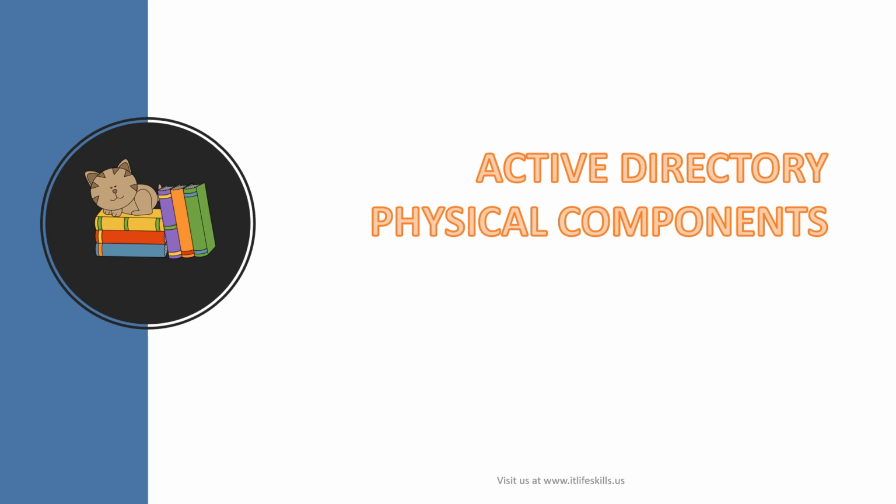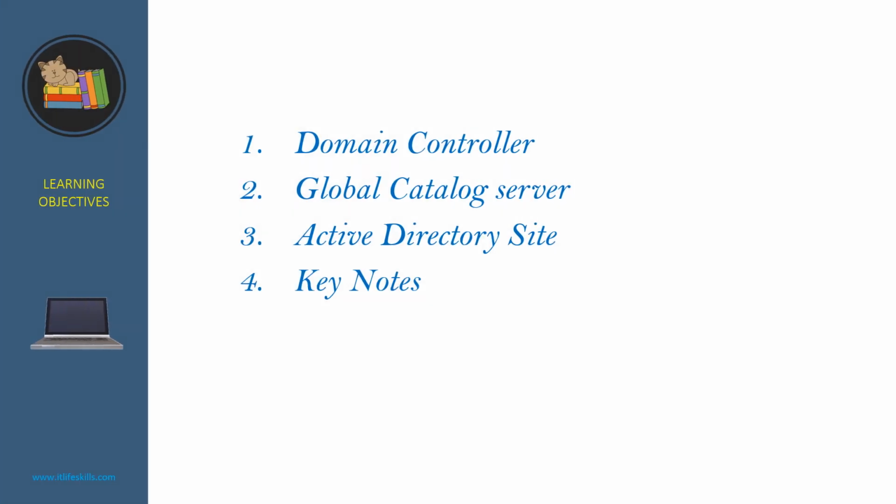In this lesson, let's learn about Active Directory physical components. First, let's learn about domain controller, then global catalog server, and after that we will move on to Active Directory sites, and finally we will sum up the lesson with the keynotes.